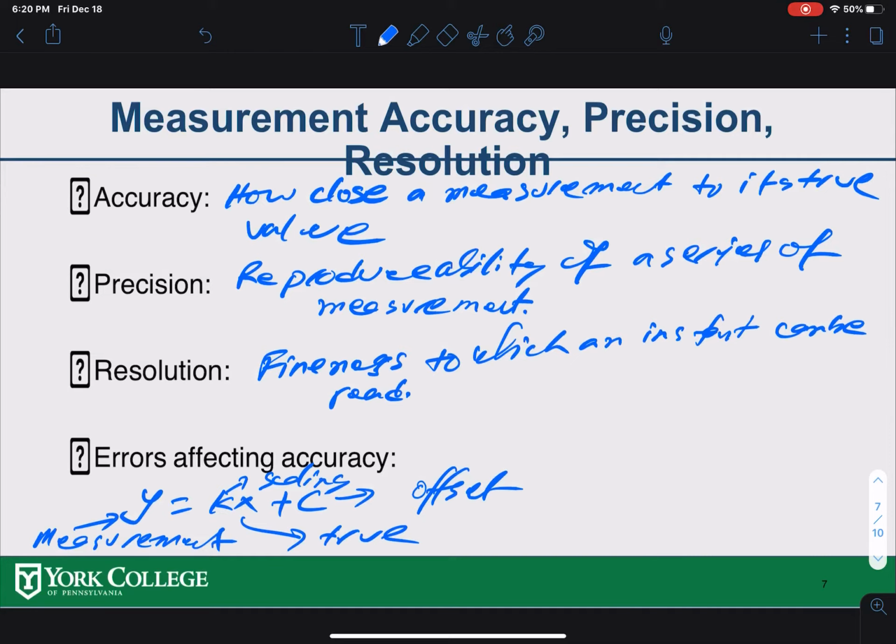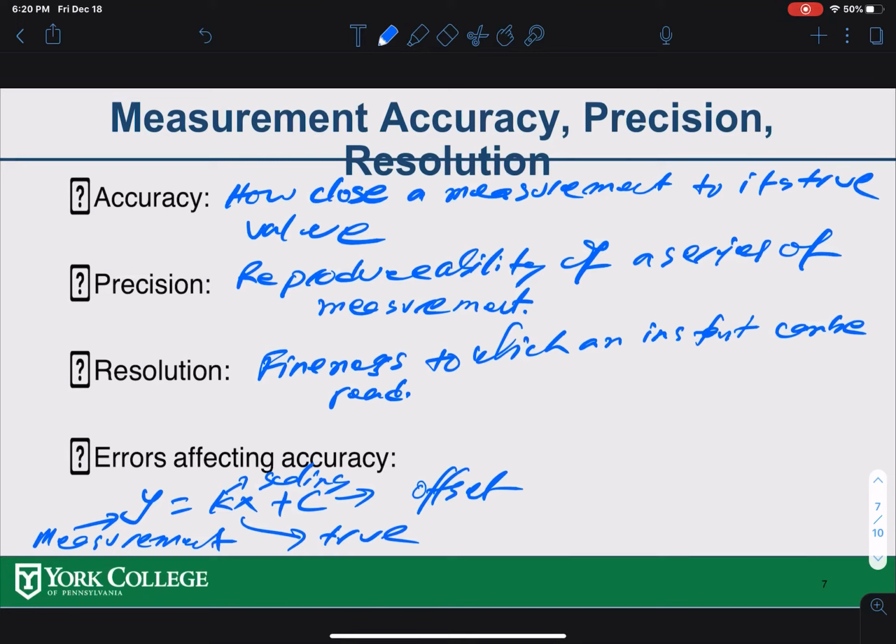That means you're measuring 0, but it could not be 0. It could be 0.1, or even the other way around. So this is the scaling factor. And offset is that your measurement starts with a value, not starting from 0. So this measurement could be affected by scaling and offset.